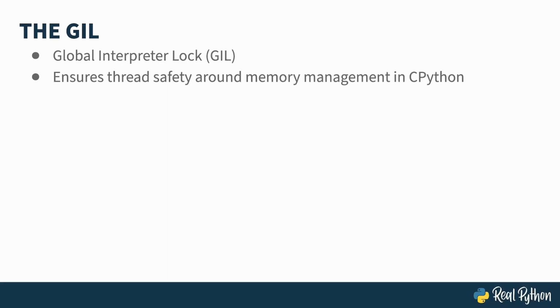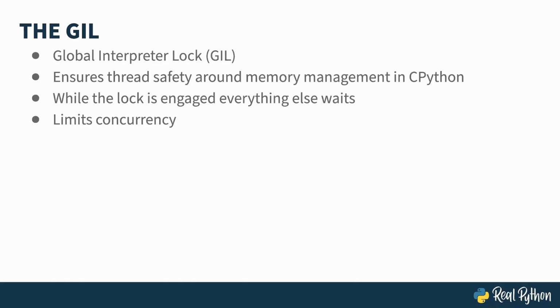The GIL is a CPython implementation detail that ensures thread safety around memory management routines. It's a bit of a compromise. You don't want race conditions on memory management, otherwise you'll leak or overwrite memory, which is bad. But the GIL isn't such an aggressive lock that it gets rid of all race conditions, just those at the low level. Like with all locks, when the GIL is engaged, all threads have to wait until it's unlocked again.